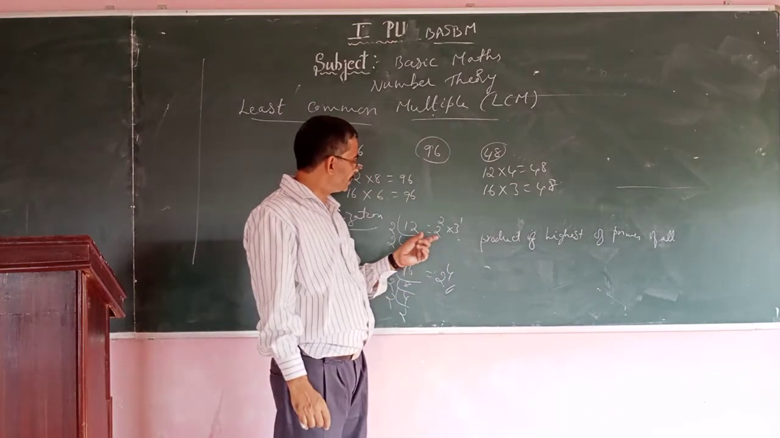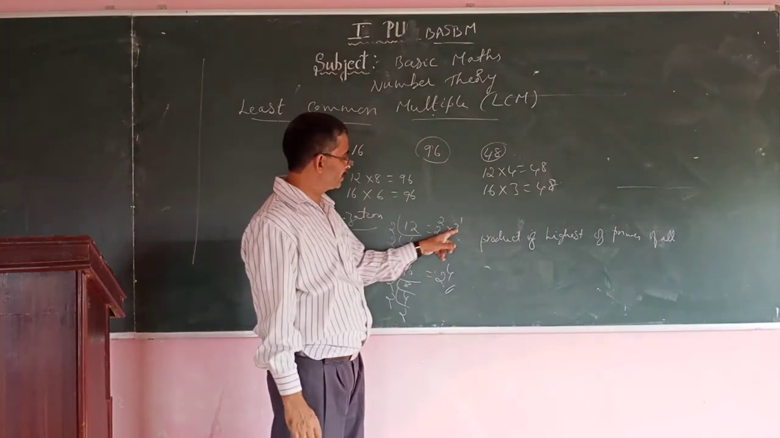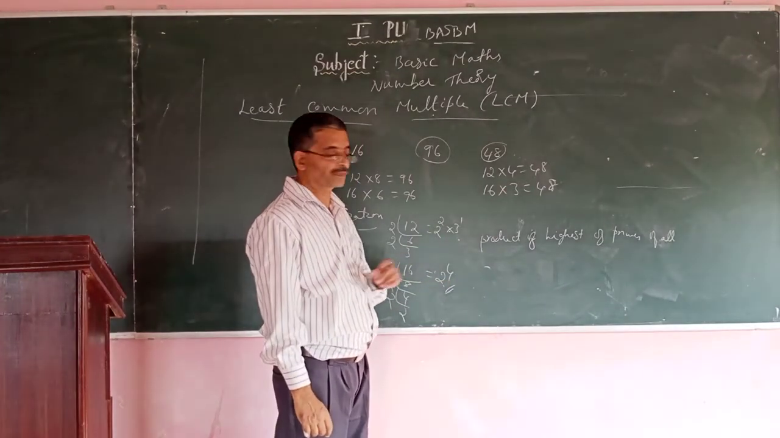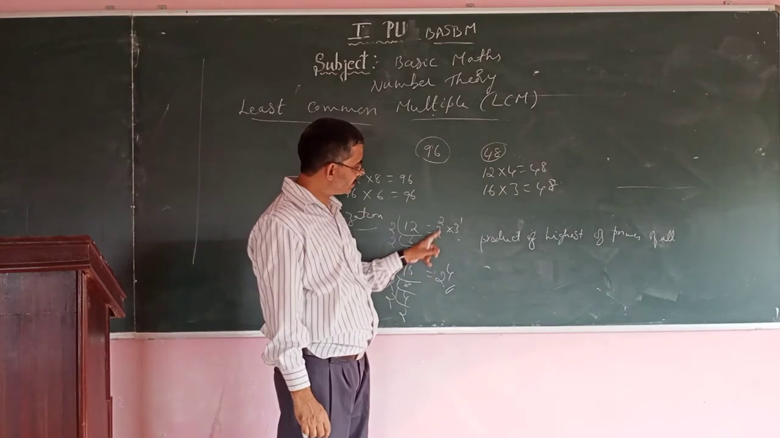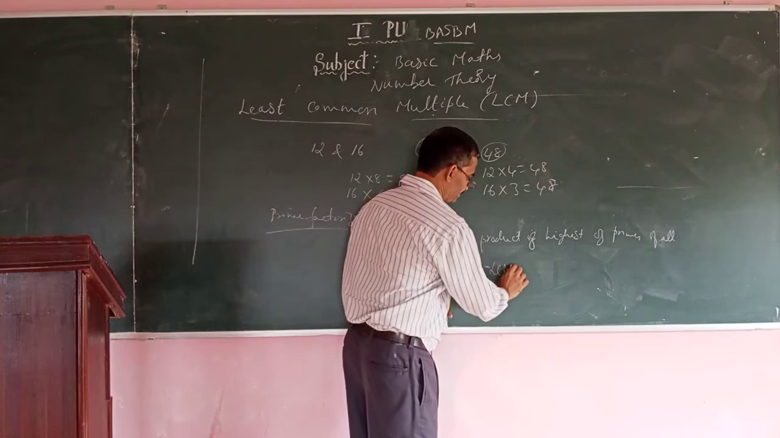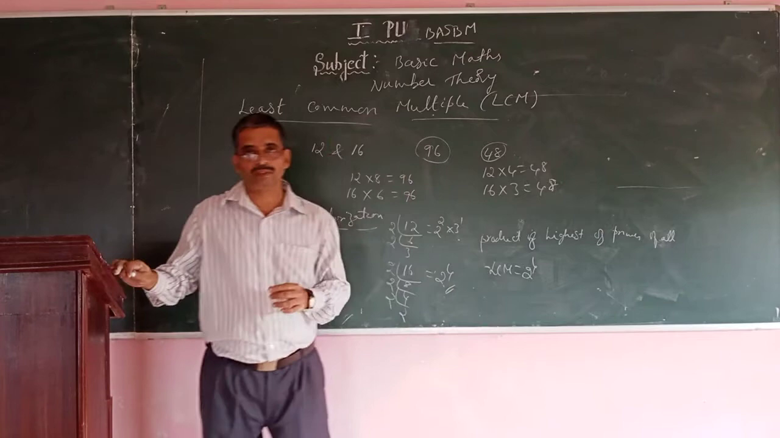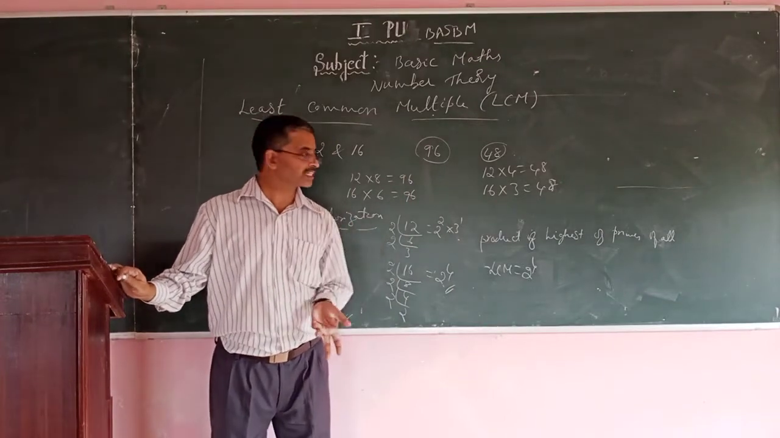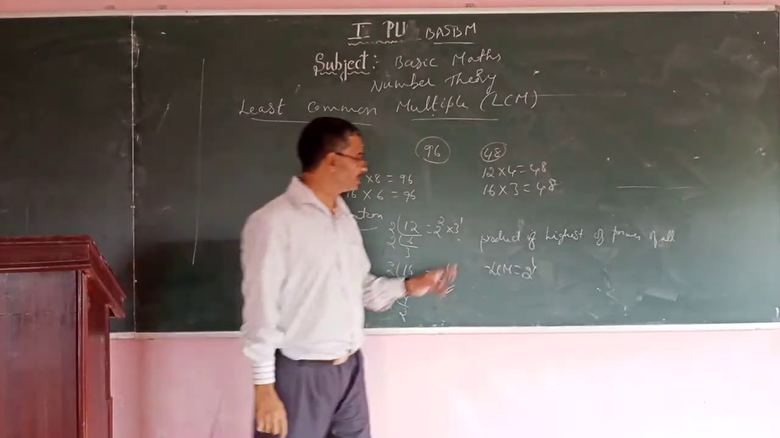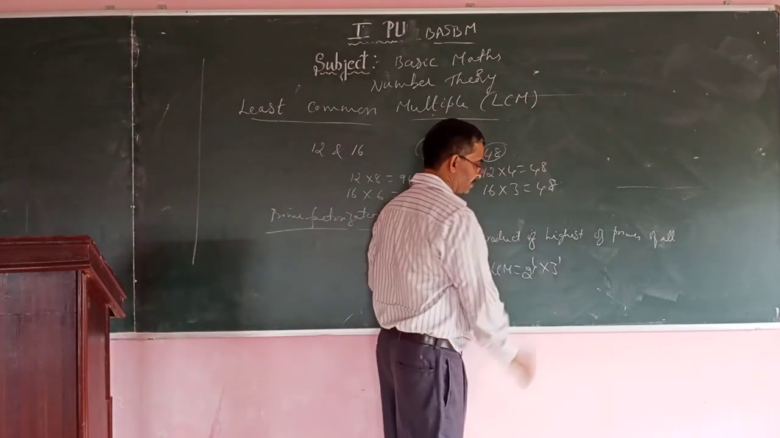Now if you take 2 square into 3 to the power 1, we have got 12. 2 to the power 4 is 16. Now the highest power: here 2 square is there, 2 to the power 4 is there. So you have to get the LCM as 2 to the power 4, because the highest power of 2 is 4. Highest powers of all the factors. Now one more term is remaining here, 3. It is having 3 to the power 1.